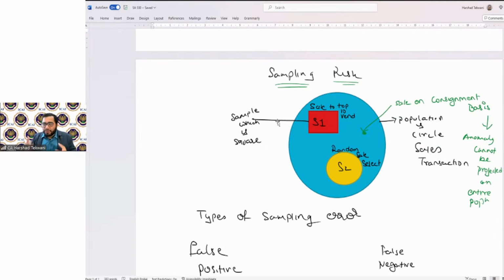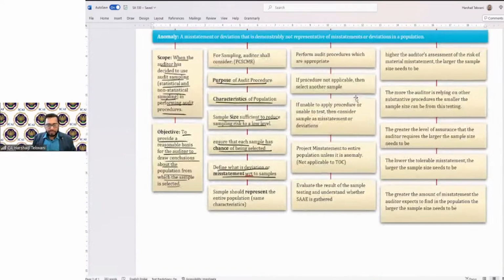What I'm looking for here. Let's say, if I want to say something is wrong, then I need to define what I'm looking for, what is wrong, basically. So when I take out a chunk of this circle, let's say I'm checking whether this chunk is in the circle shape or not. If it is not in the shape of a circle, that's a deviation. That is something I have defined as the deviation here. So you need to define the deviation, and then the sample should represent the entire population, same characteristics. If the entire population is a circle, your sample should also represent a circle, not a square.